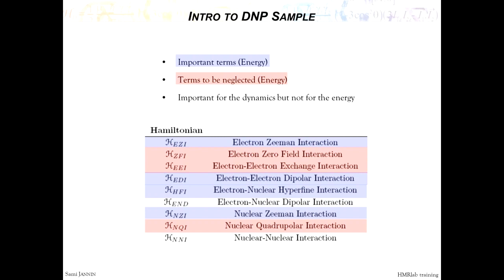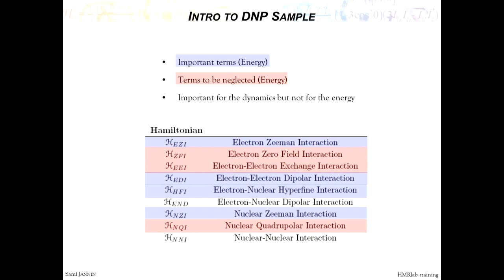These are on the order of megahertz to gigahertz. And there are terms that can be neglected from the point of view of energy. In our sample, we neglect the zero field, the exchange, and the quadrupolar because we only pay attention to spins 1/2, and we assume that the radicals are statistically distributed and are not too proximate.